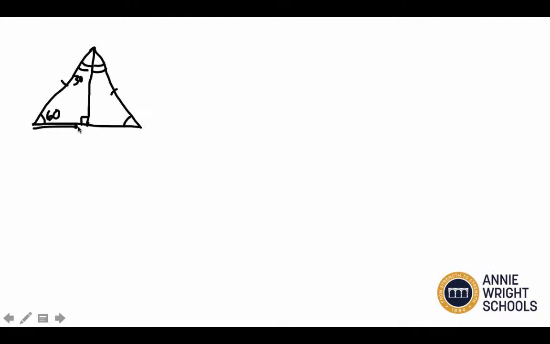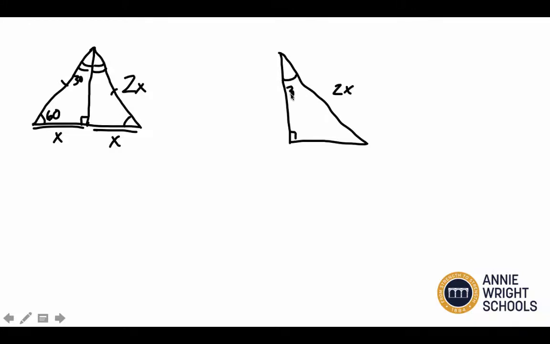The other thing is I know that this side here, call it x, is congruent to this side here. So that would also be x. And then because the big triangle is an equilateral triangle, I know that this whole side here would be x plus x, which is 2x. Now if I just draw the 30, 60, 90 triangle, I have that this is 2x, this angle is 30, and this is x. So already I have an interesting fact about 30, 60, 90 triangles. And that's the side opposite the 30-degree angle is always half the hypotenuse.